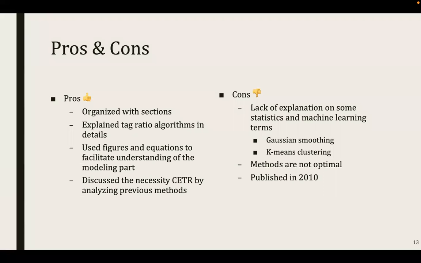But at the same time, I also have some concerns about the paper, such that there's a lack of explanations for some statistics and machine learning terms, such as the Gaussian smoothing, k-means clustering. So the readers with no such domain knowledge may find it hard to follow. Then the authors were also aware that their clustering method was actually not the optimal one. So this may raise concerns such as what if they used the optimal clustering method, would Cedar still perform well? And this paper was written in 2010, so it's been over 10 years. And there seems to be a necessity for future work on this topic.